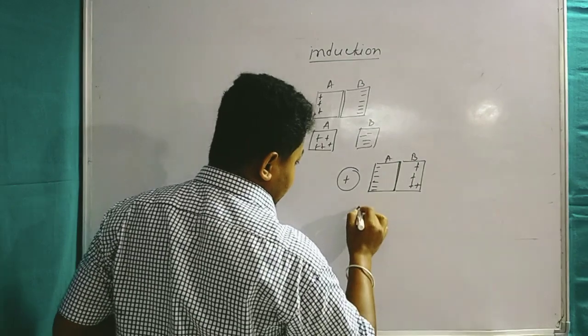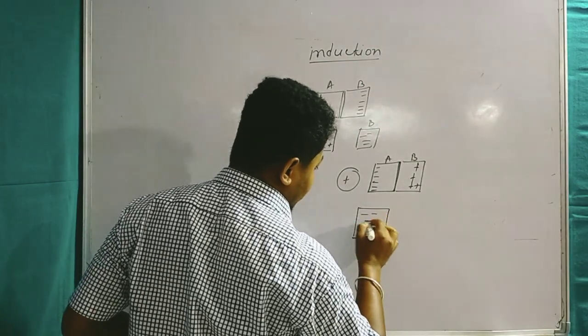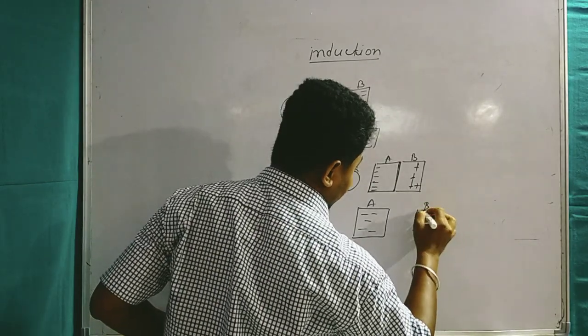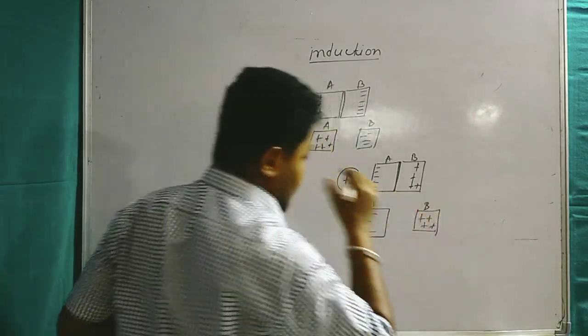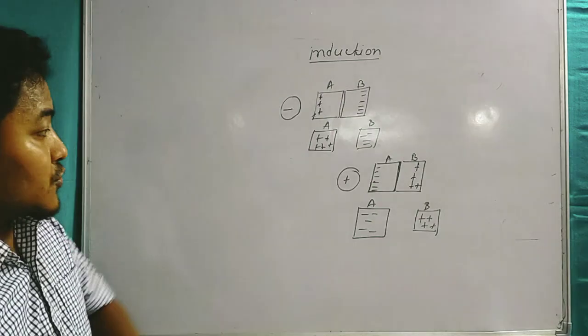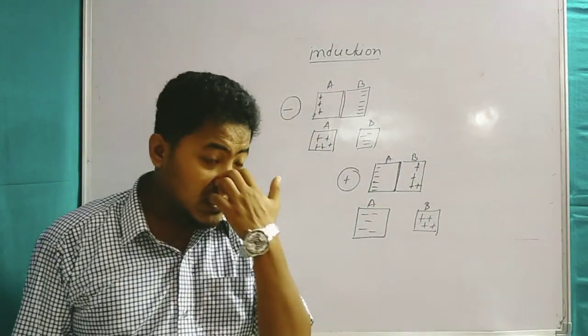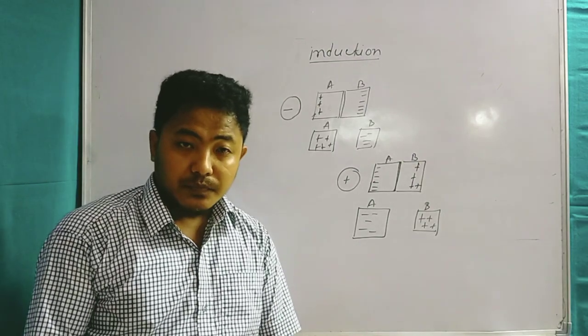Now if I separate them, body A will remain negatively charged and the other body will remain positively charged. Understand? So this is the induction process by which we can charge a body. This is charging by induction.